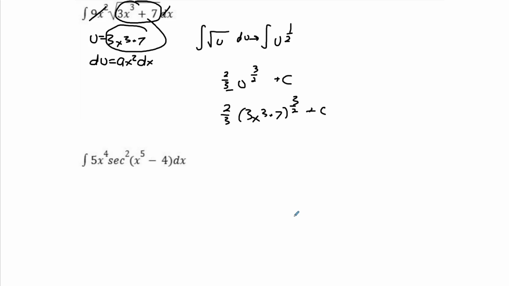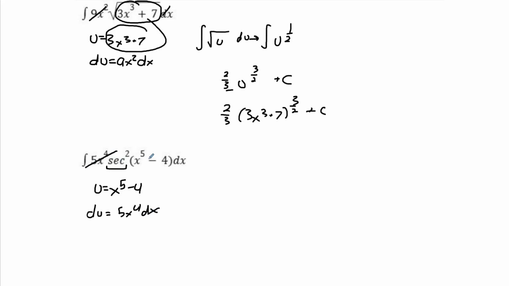We have 5x over 4 secant squared of x to the 5th minus 4. So this one's a little tricky because we actually have to identify what we're going to make our u, right? So if we can just get the integral of secant squared, we can find that, because what is the integral of secant squared of u? It's tangent of u. So let's say, okay, well, I can differentiate x to the 5th minus 4 into 5x to the 4th, right? So let's say that our u equals x to the 5th minus 4, and then our du would equal 5x to the 4th dx, right?